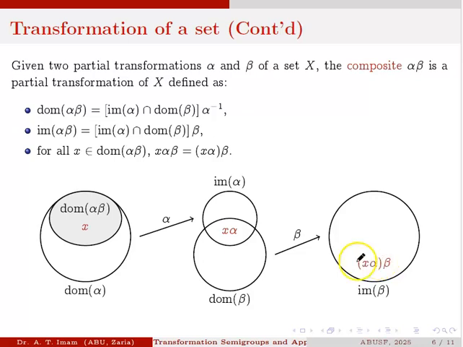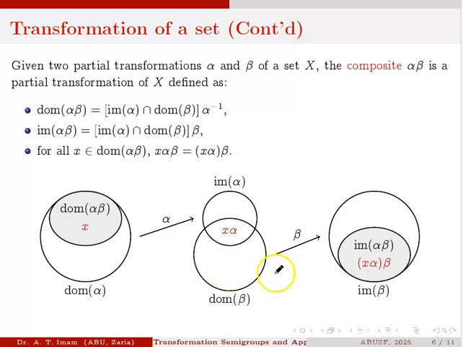Therefore you call this the domain of alpha, and this portion here you call the domain of the composite, and this is now the image of the composite. And once you do this, you can see that the composite is always defined only on this portion of the domain of alpha, and this will be the image of that composite.